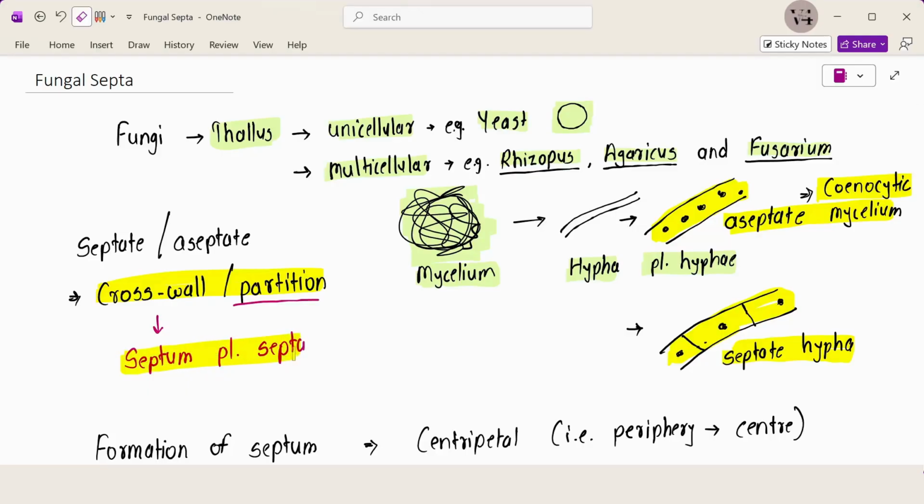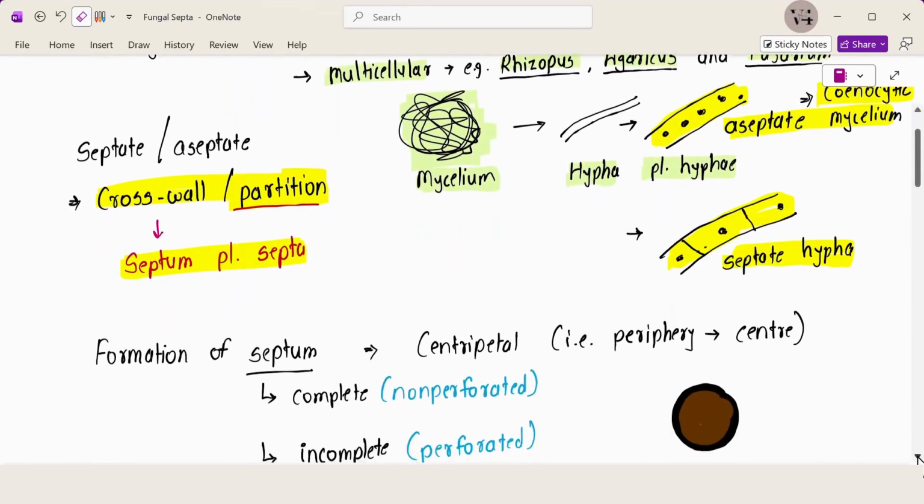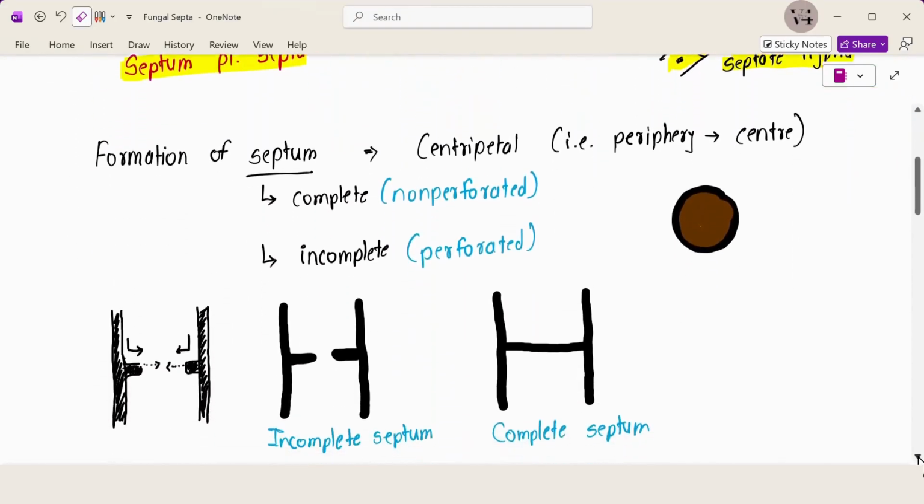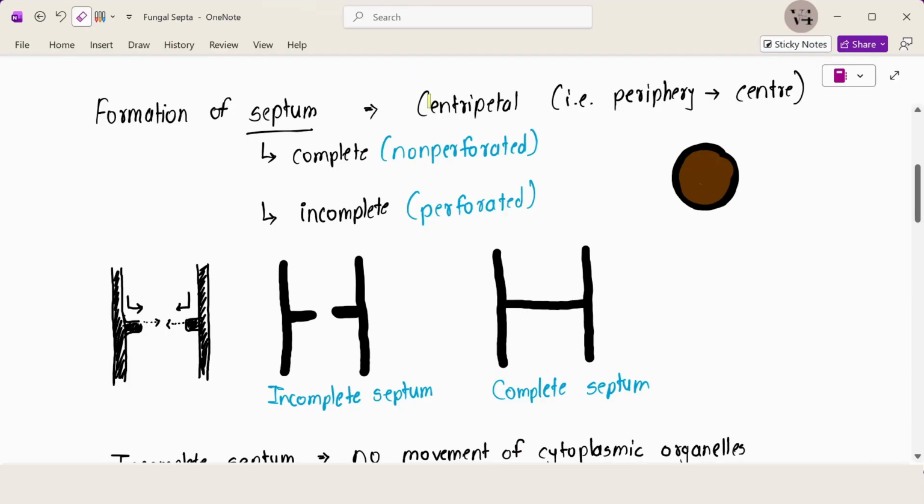The word septum is derived from a Latin word meaning hedge or partition. Next, let's understand the formation of septa. The development of a septum starts with the deposition of a ring of new wall material along the inner edge. This ring gradually grows inward towards the center. This process is called centripetal development.